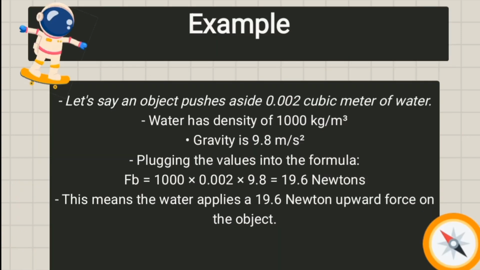So here's an example. Let's say an object pushes aside 0.002 cubic meters of water. Water has a density of 1000 kilograms per cubic meter. Gravity is 9.8 meters per second squared. Plugging the values into the formula, F_B equals 1000 times 0.002 times 9.8, which is equal to 19.6 newtons. This means the water applies a 19.6 newton upward force on the object.